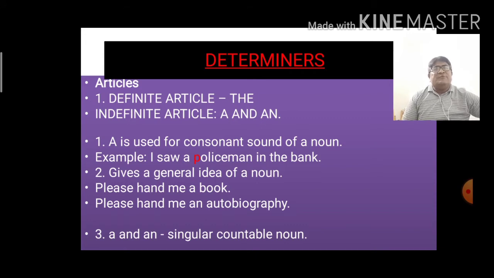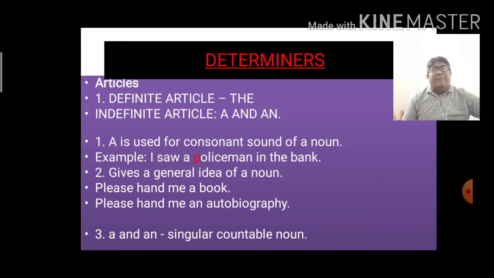A is used for the consonant sound of a noun. So when we find the noun's first letter is a consonant, then we have to use the article a. Because the articles a and an are both used to show a singular noun. So when the noun is singular, we can use the article a or an according to the letter which is used first in the noun.